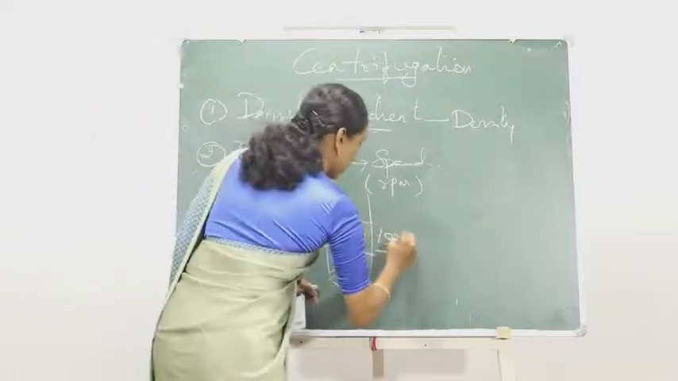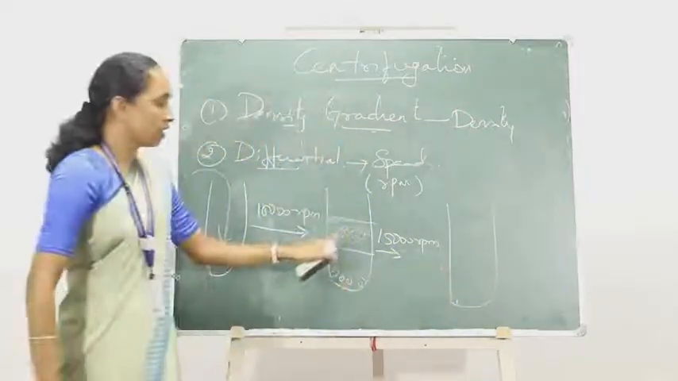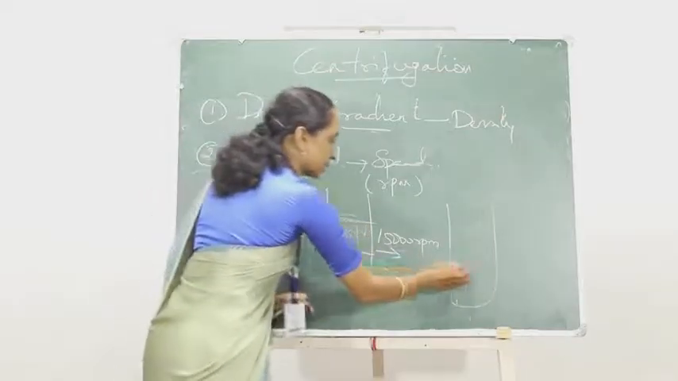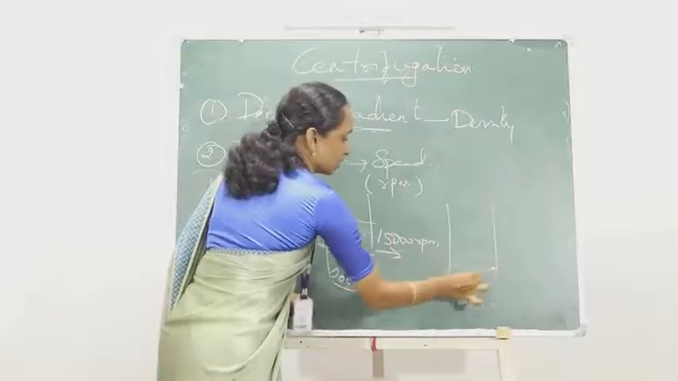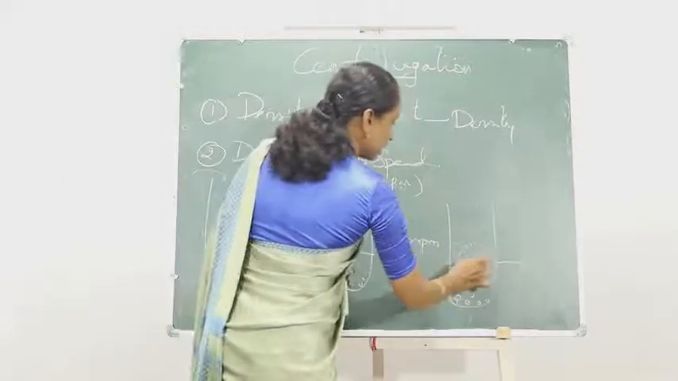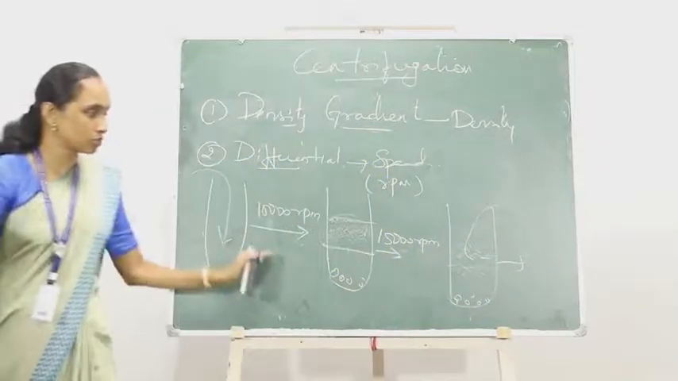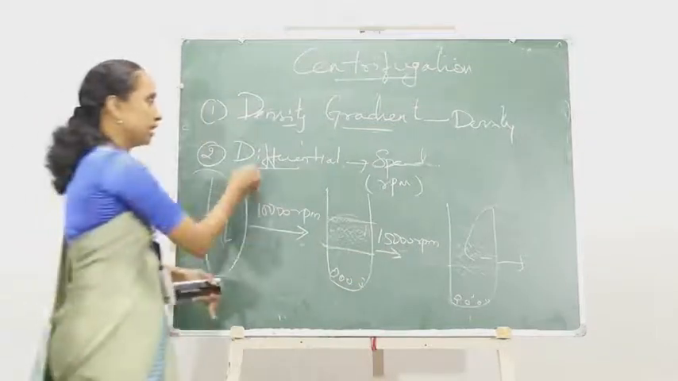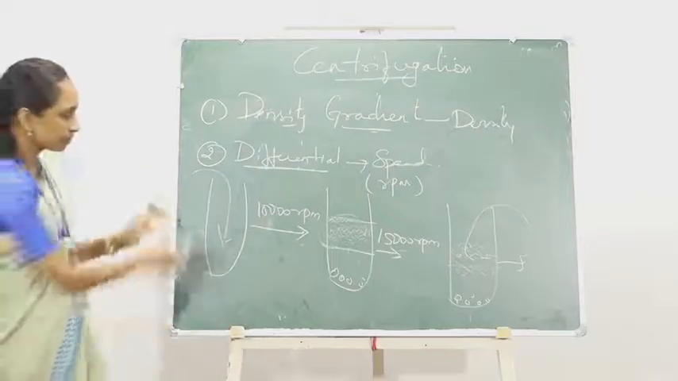Again, you increase the RPM so that the other particles present in this extract will get separated, and a few remaining will be left out. Again, when you increase the speed, the particles from this extract will be separated. So if there is separation of molecules based on speed, then it is called differential centrifugation.